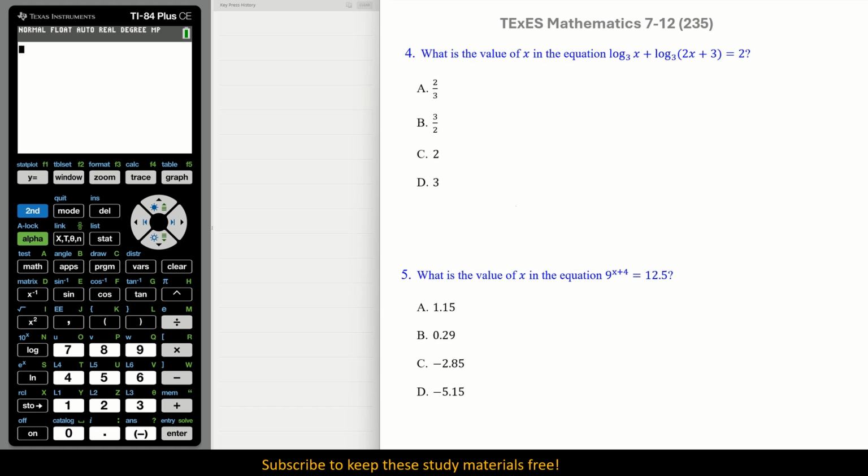Okay, number 4. What is the value of x in the expression log to the base 3 of x plus log to the base 3 of 2x plus 3 equals 2? Okay, now there's some things that you can do here. As is, of course, we can't solve it the way we have it. However, if we look at what our base is, 3.